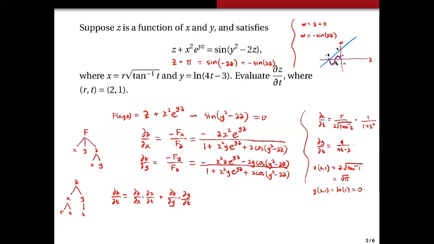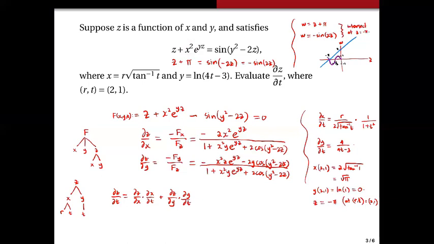So eventually what I'm saying is that these two guys here intersect at z equals negative pi. So these two guys here will be equal, okay, at z equals negative pi. So here we will have z equals negative pi at (r, t) equals 2 comma 1.